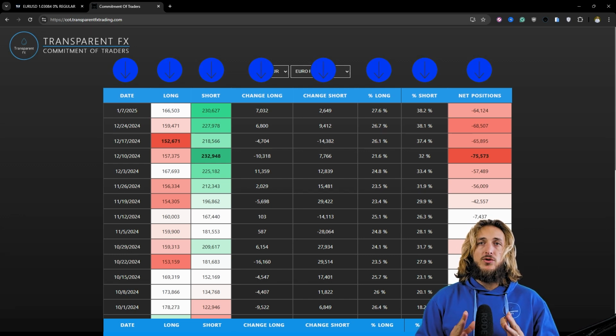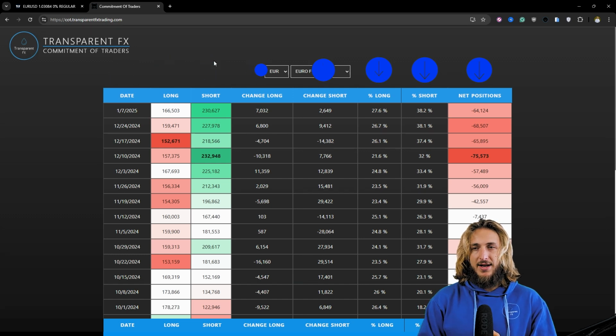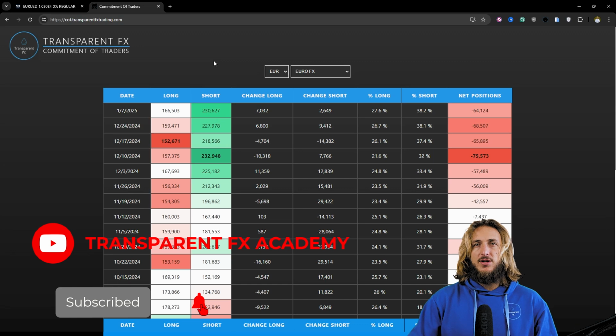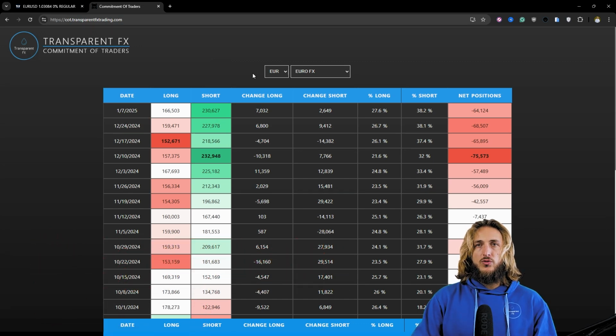And by the end of the video, by using a combination of these two different types of analysis, we will try to understand where we have the highest probabilities for the next potential move for this pair. So this is definitely a video you do not want to miss.